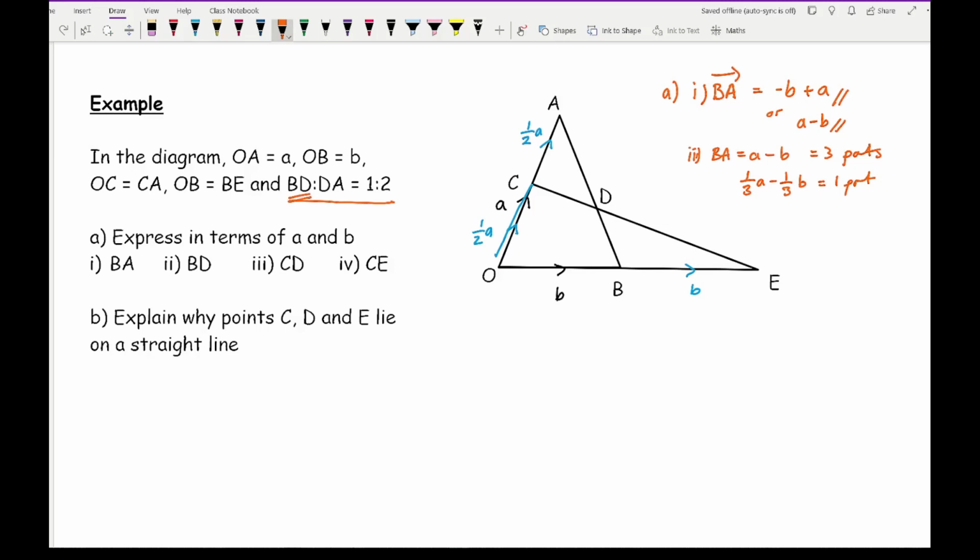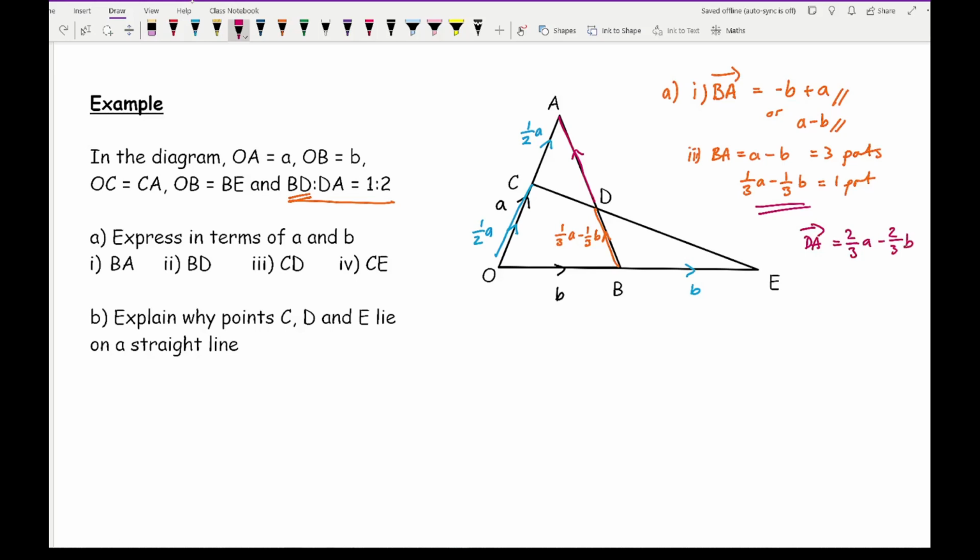So B to D is going to be 1 part. So this distance here is going to be minus 1/3 A minus 1/3 B. And D to A, which is this length here, is going to be 2 parts. So there is my answer for part 2. And just for a bonus, D to A is going to be 2/3 A minus 2/3 B.